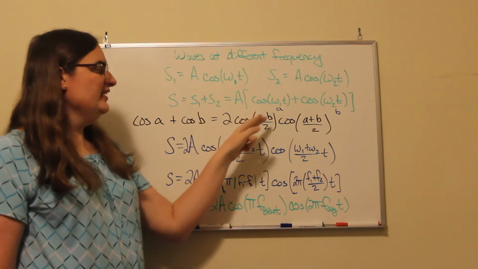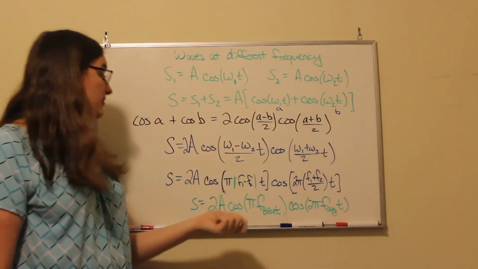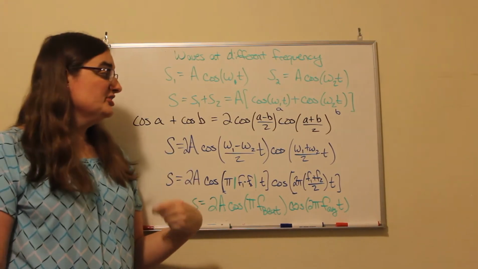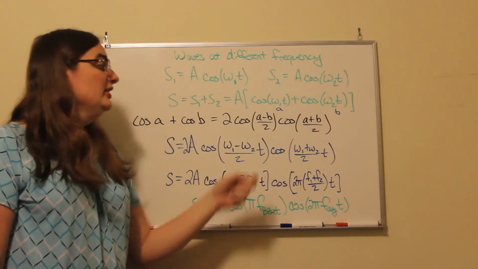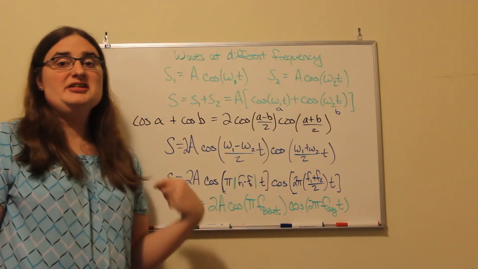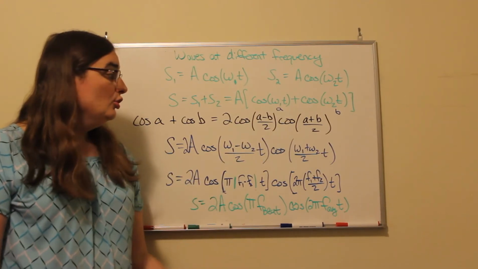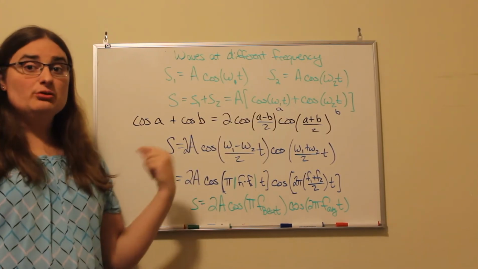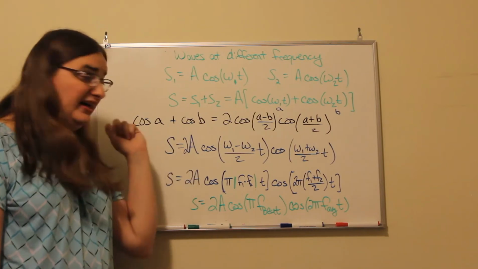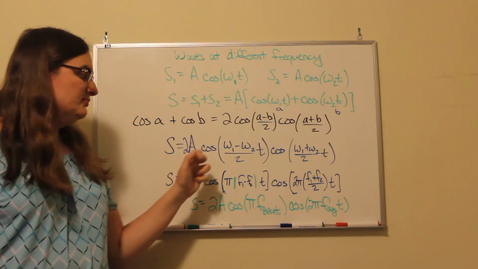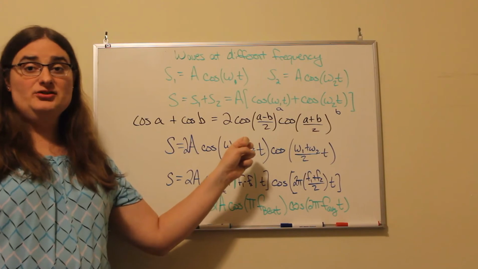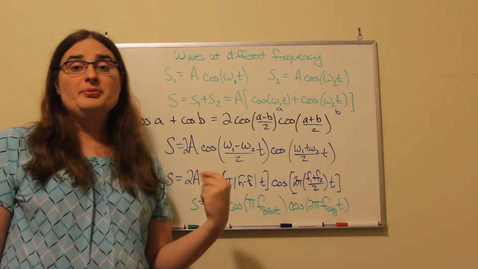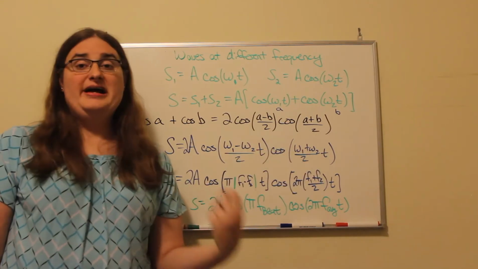If you add the cosine of A and the cosine of B, the cosine of A plus the cosine of B is 2 times the cosine of (A minus B) over 2 times the cosine of (A plus B) over 2. Well, writing out what I have for A and B, my sound sources would be producing a sound with 2 times the base amplitude times the cosine of (omega 1 minus omega 2) over 2 times time, times the cosine of (omega 1 plus omega 2) over 2 times time.